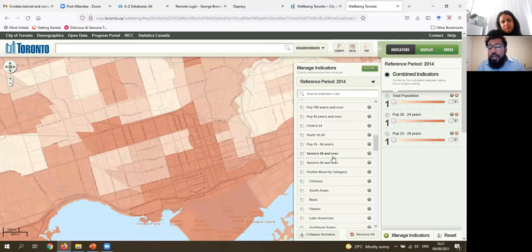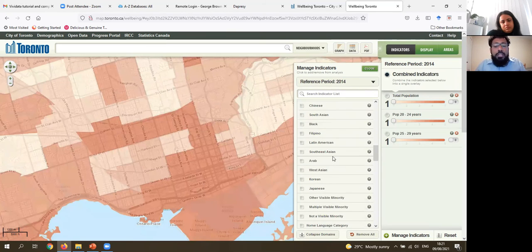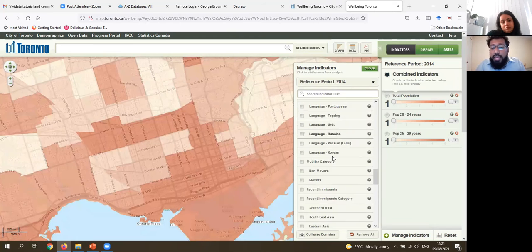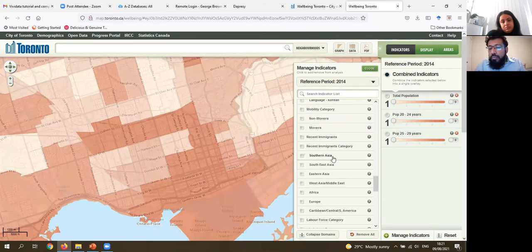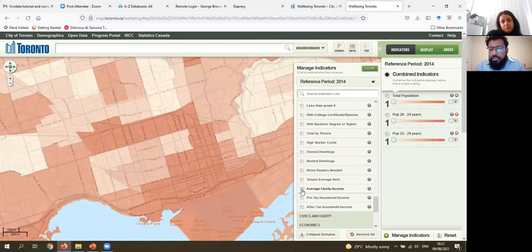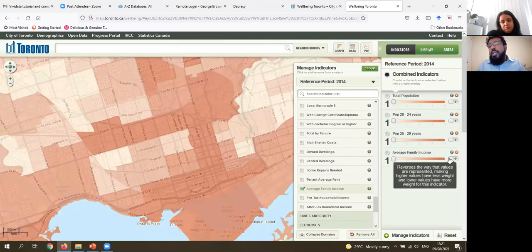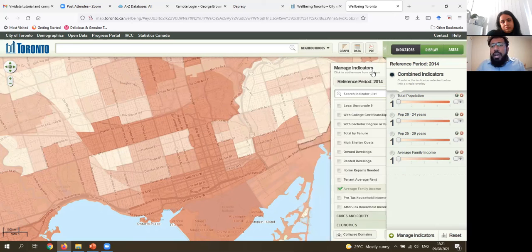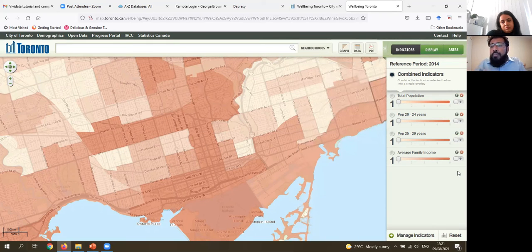I want to operate my business in a locality where the customers' income is high. So I can keep on adding more variables here. Okay, so I do not want someone who's unemployed. Average family household income, I want to take that into consideration. So based on whatever variables I want to take into consideration, it will generate a heat map, and based on that heat map, I can then decide in which locality I should be opening up my business.